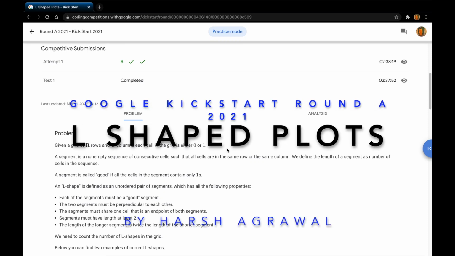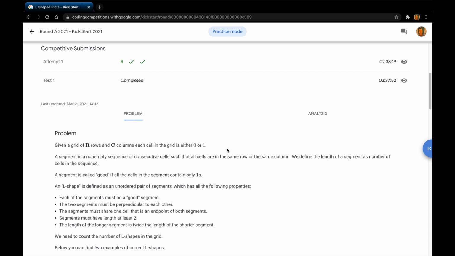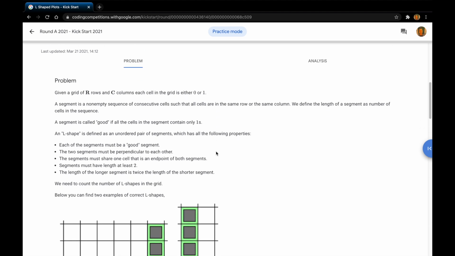Hello guys, in this video I'll be discussing the question L-shaped plots from Round A of Kickstart 2021. So the problem is as such: given a grid with R rows and C columns, each cell in the grid is either 0 or 1. A segment is a non-empty sequence of consecutive cells such that all the cells are in the same row or in the same column.